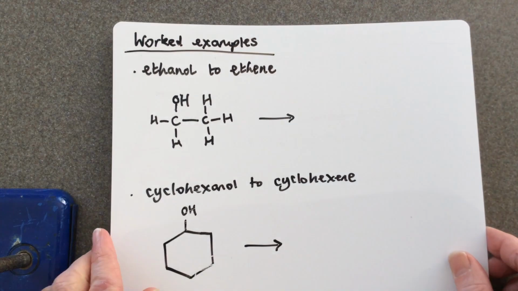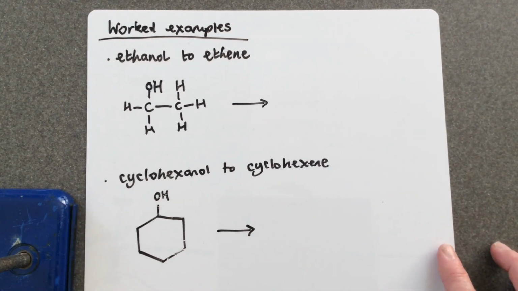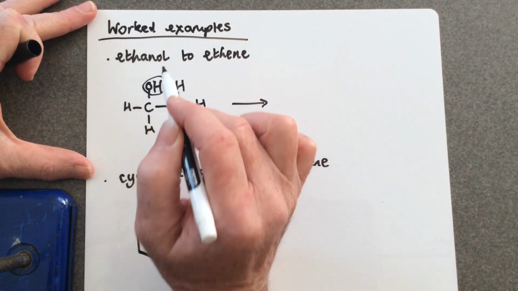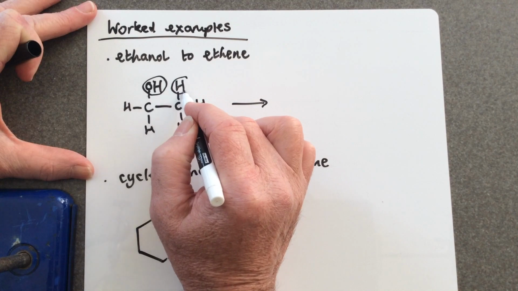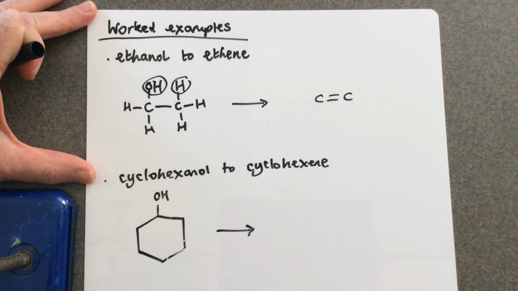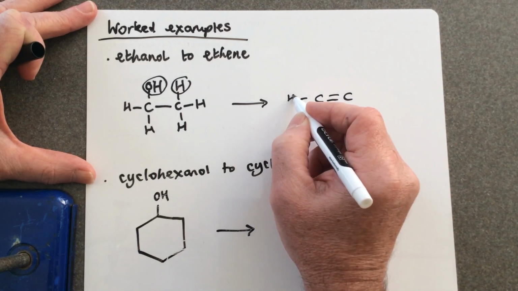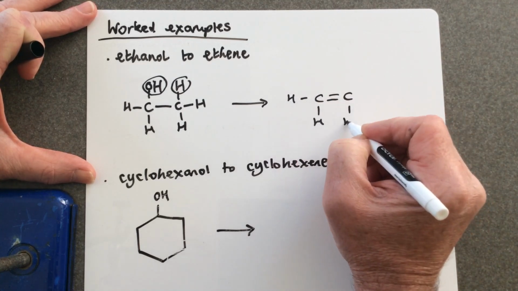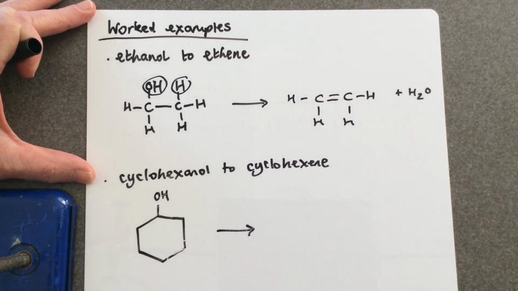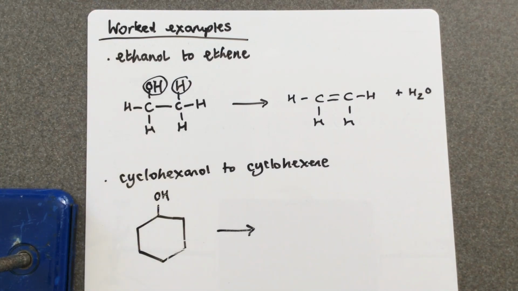Let's look at some worked examples. These are both pretty straightforward. Ethanol can be converted into ethene. What occurs in this reaction is the removal of the OH group from one carbon atom and a hydrogen from an adjacent carbon atom. This means we can form a carbon-carbon double bond between these two carbons. The rest of the molecule remains unchanged. And we also form water. As we've said, for this reaction to occur, you need a concentrated acid catalyst.